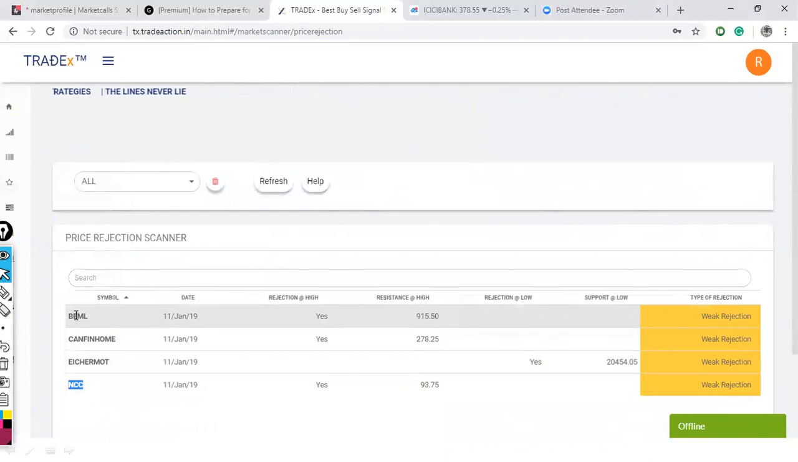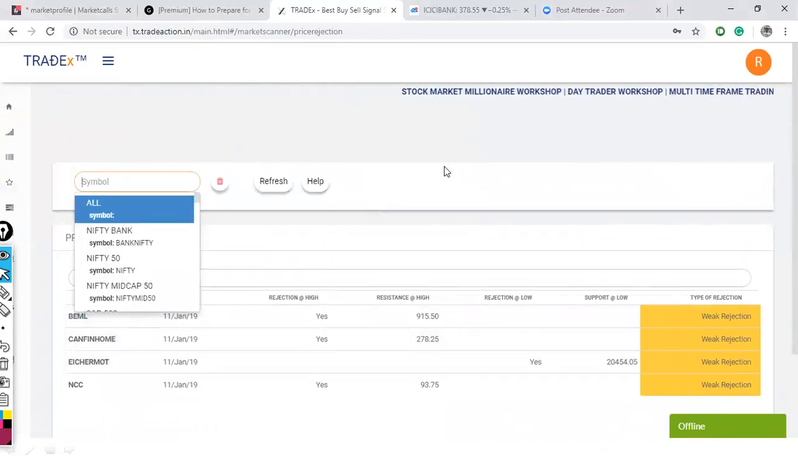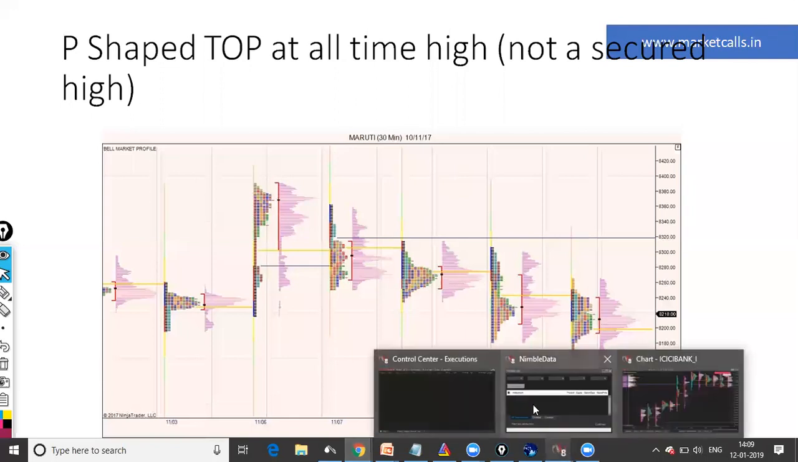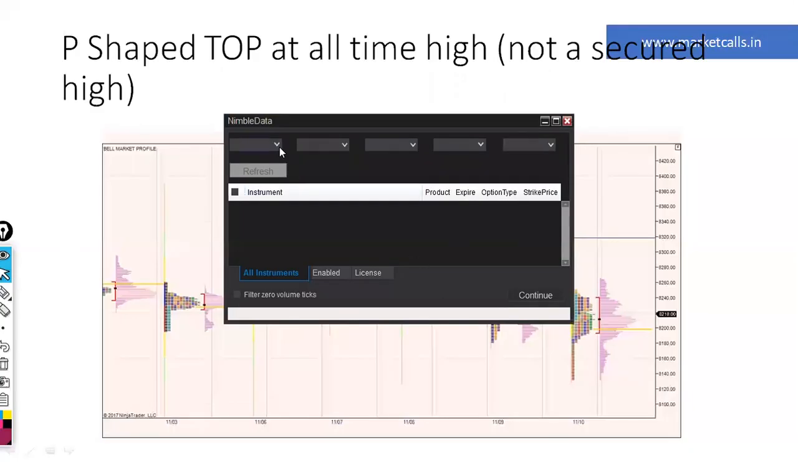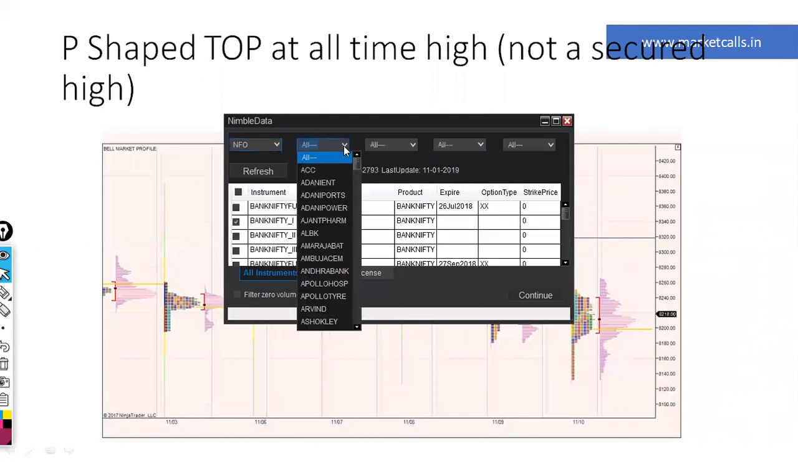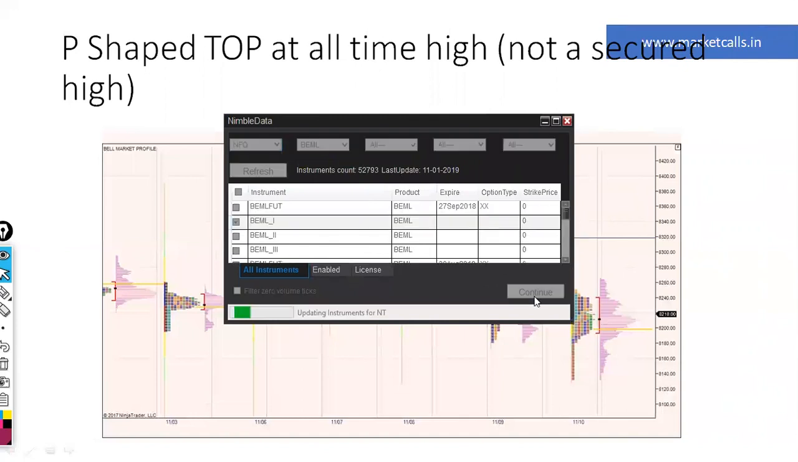Now, once you have BEML, you can go and check the profile. Let's say BEML had a weaker rejection. Then what you can do here is go and check. Let's say BEML, I want to check it out. So I'll pull up BEML here, NFO. Then I'll just go and verify whether it's a weak rejection or not.